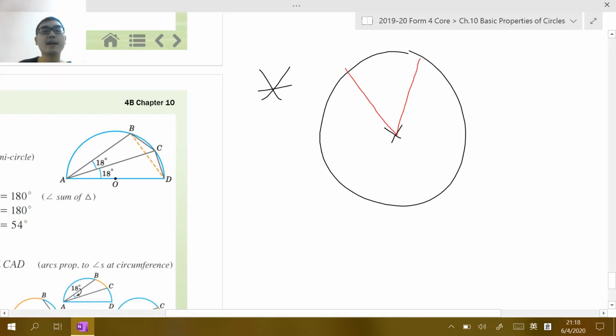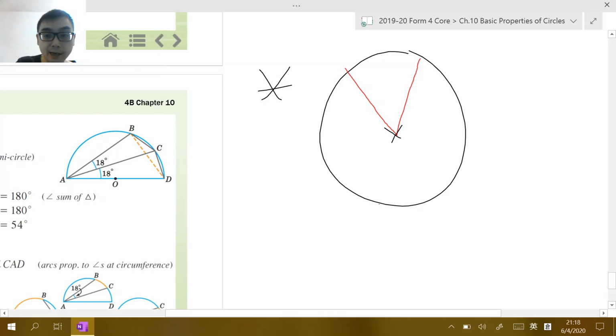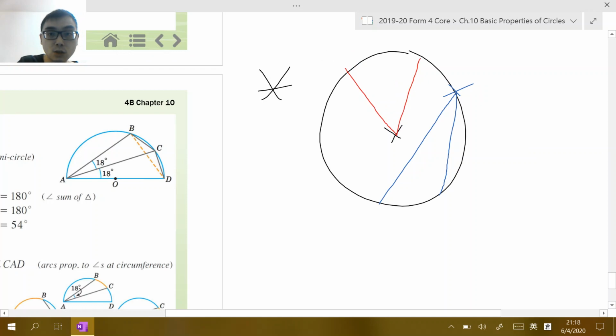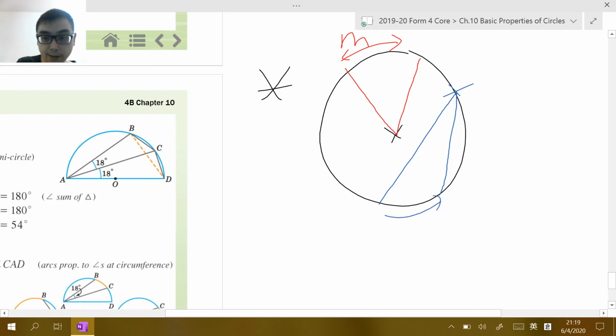Now, this is the angle at center. And then I may compare it with the other angle, which is at the circumference, for example, this. You have a different point here. For example, this time I say this one is in the ratio of m, and this one is the ratio of n. But you can easily see that these two angles, one is at the center and one is at the circumference, so you cannot just directly compare.